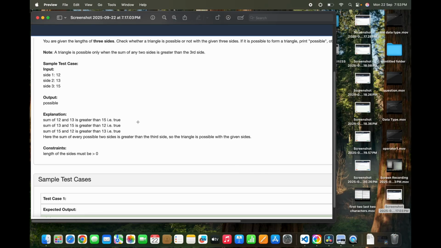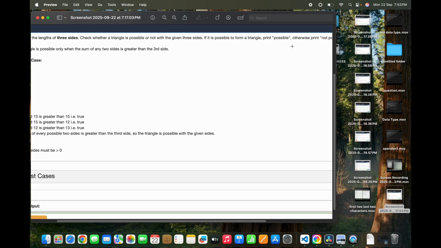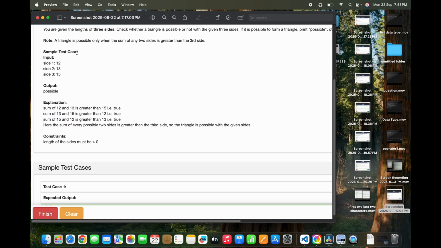Okay, let's see the next question. The next question is saying that you are given the length of the three sides. Check whether a triangle is possible or not with the given three sides. If it is possible to form a triangle, print possible, otherwise print not possible. Okay, a note is given here.